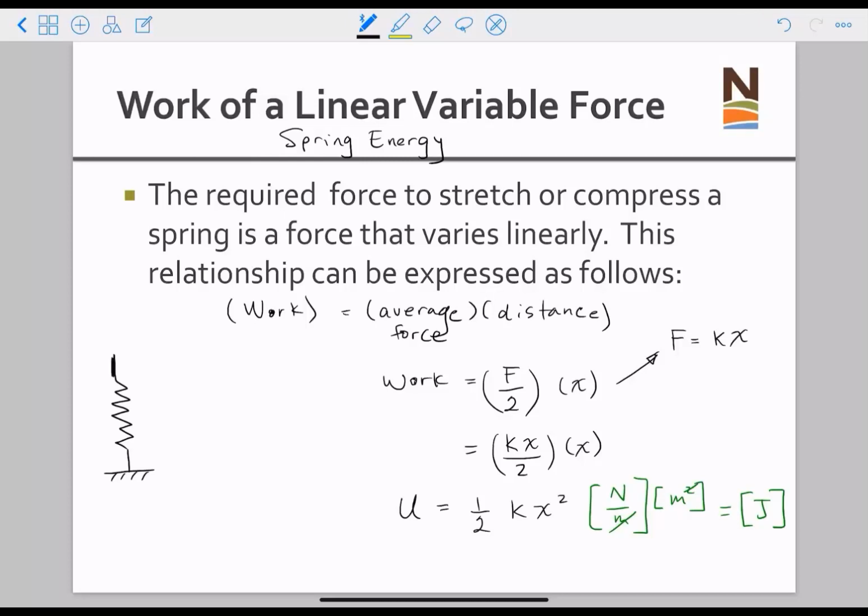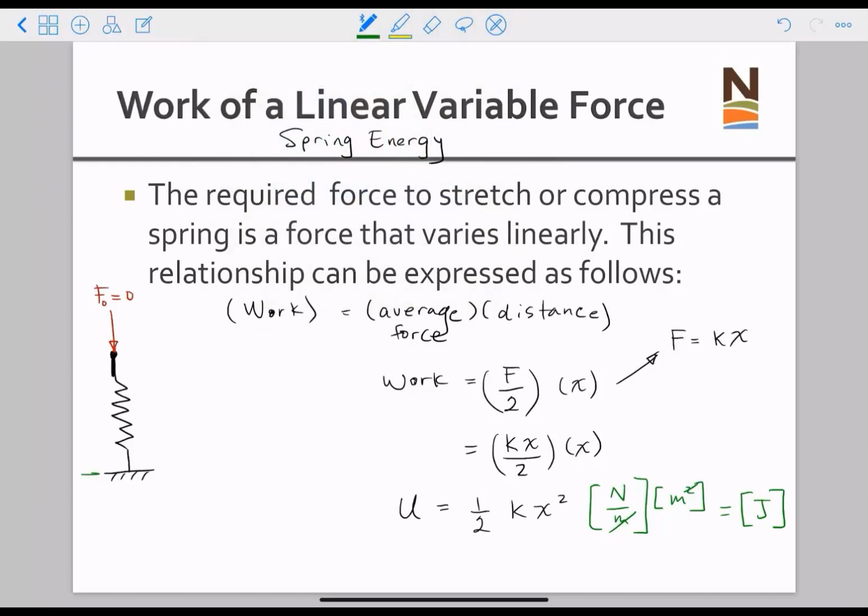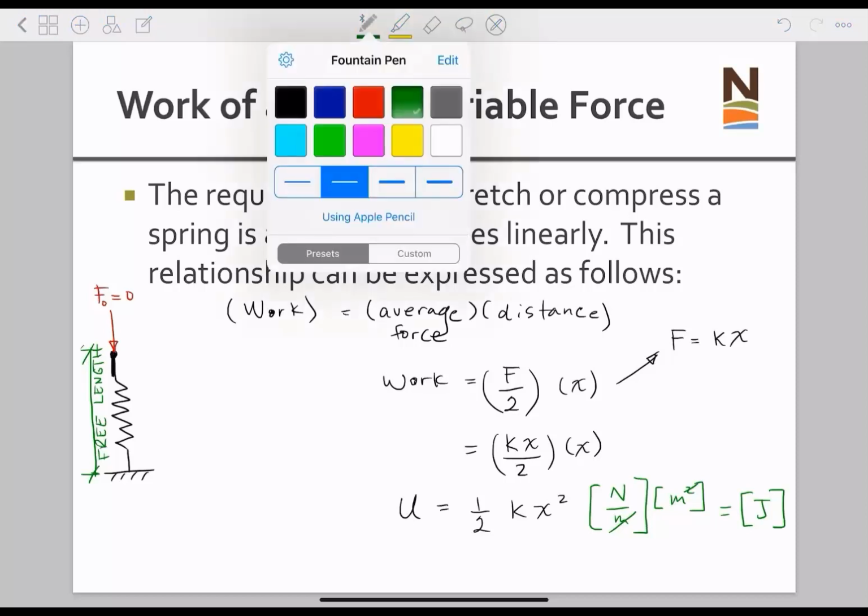Okay. And what's going to happen is we want to apply a force. So the initial force here, F naught, is equal to 0. So this is really the uncompressed spring, and this length is what we would call our free length, when it is uncompressed. There's no force being applied to it.